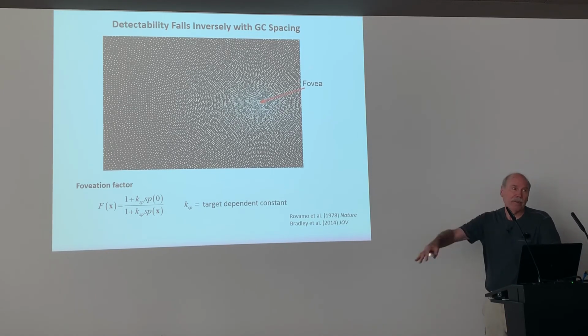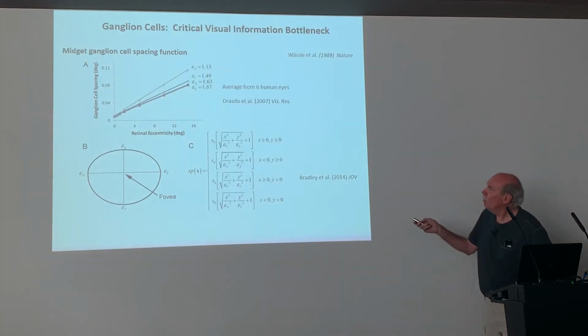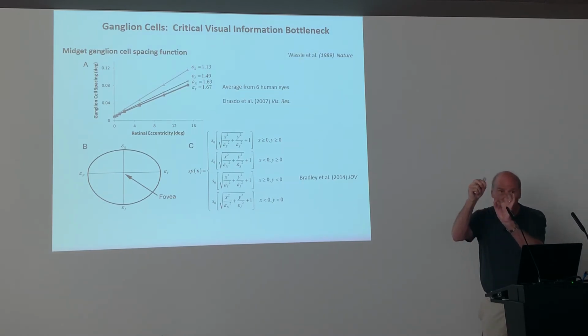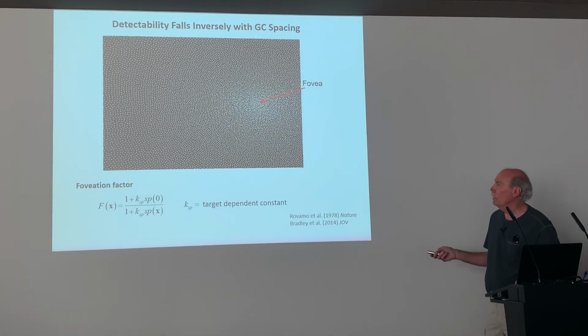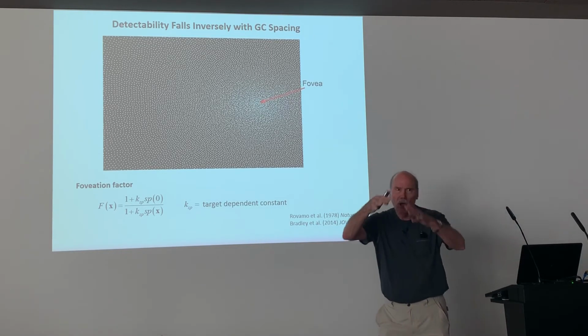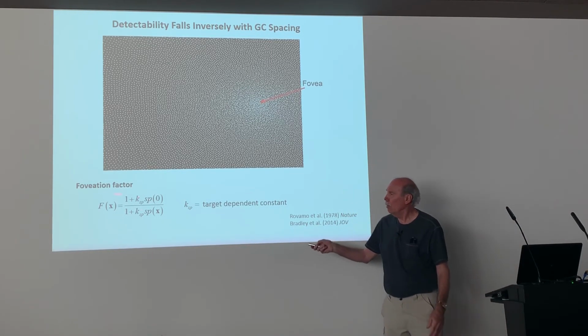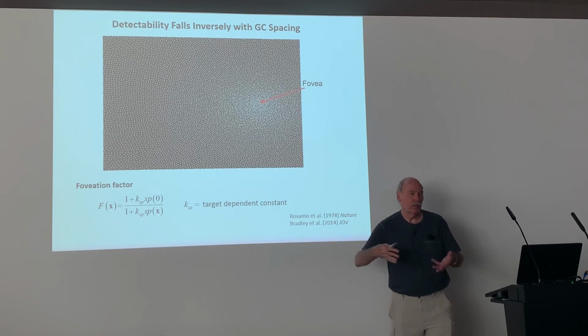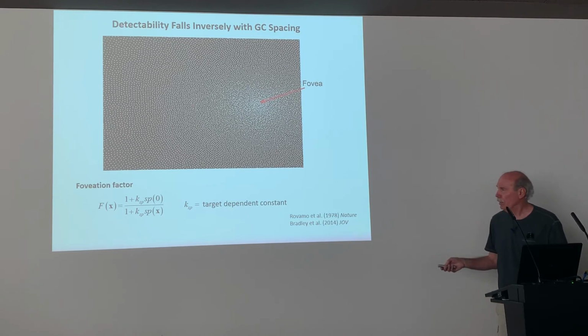What we know from lots of work is this cortical magnification, which is close to that, by the way. By the time you're 1 degree away from the center of your fovea, your resolution is down about half for the midget ganglion cells. And we know that detectability tends to fall off inversely with the spacing between the ganglion cells. It's a classic, a different way of expressing a classic result.